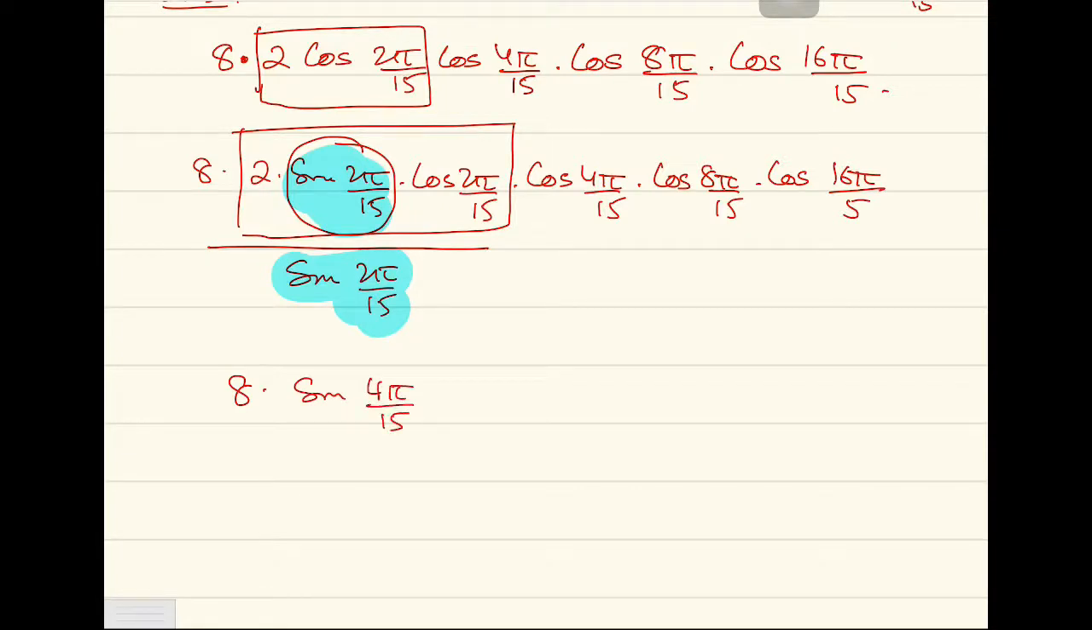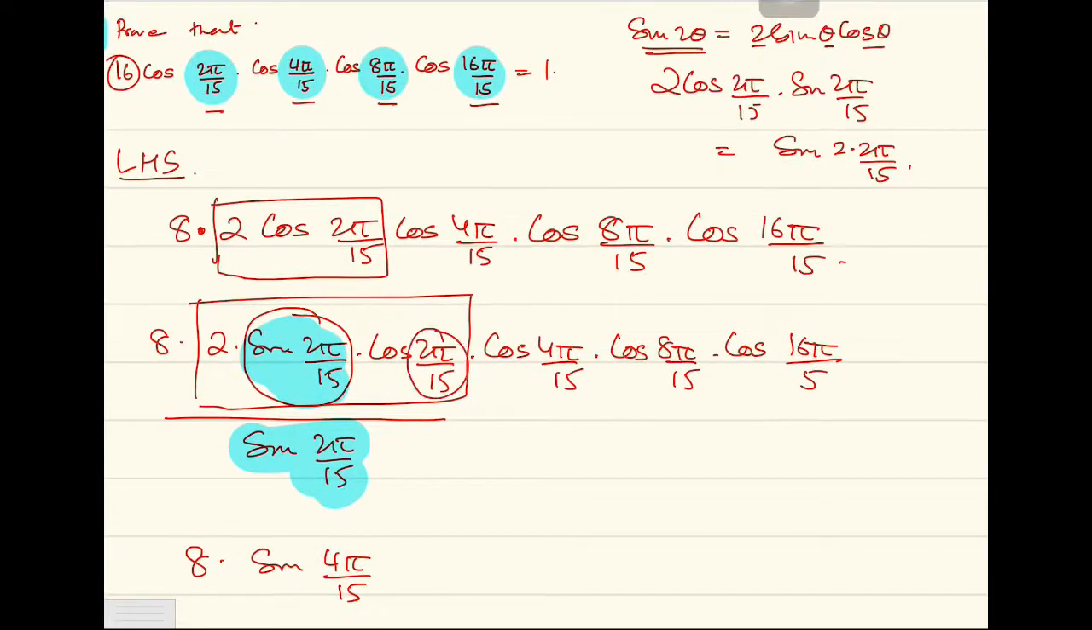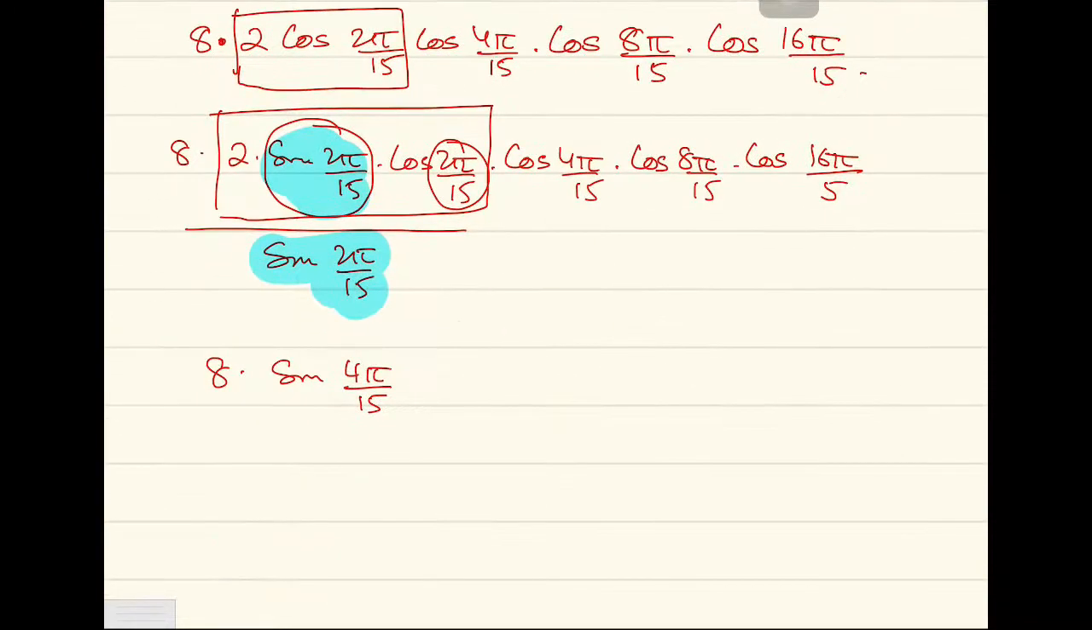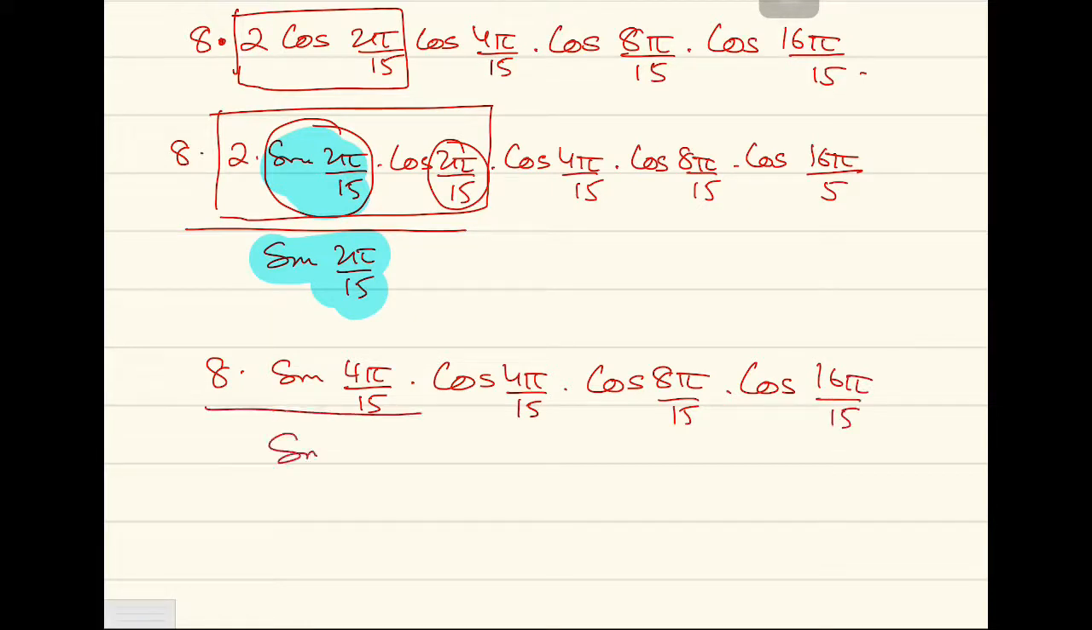Because it can be written as double of this angle, double of 2 pi by 15. Check this out. 2 sine theta cos theta equals sine double theta. Now this pairs up with cos 4 pi by 15 and cos 8 pi by 15 along with cos 16 pi by 15, and in the denominator you already have sine 2 pi by 15, correct?